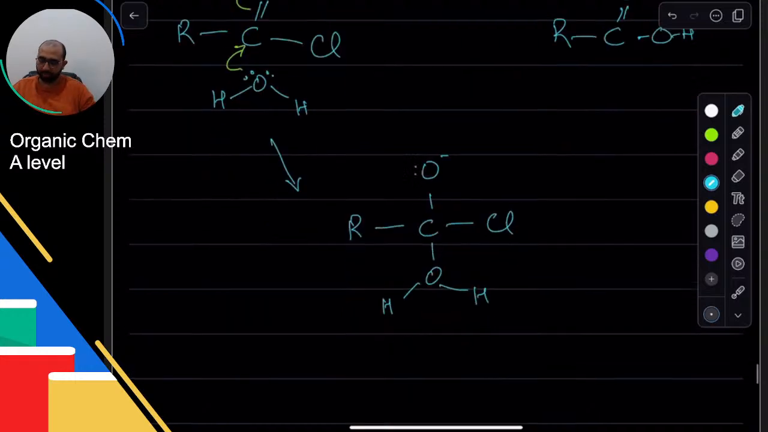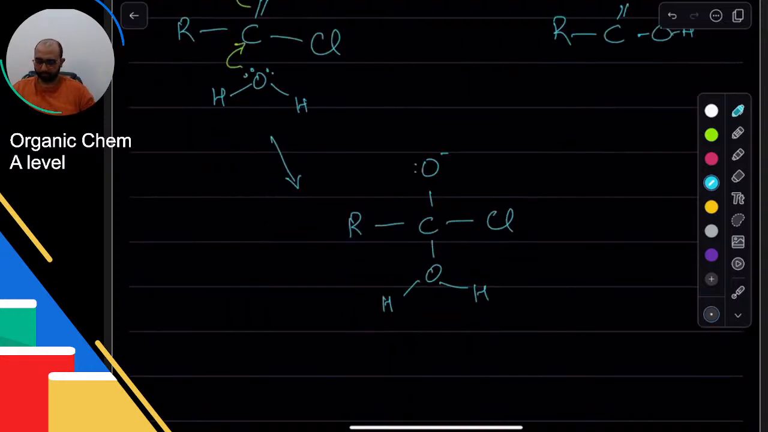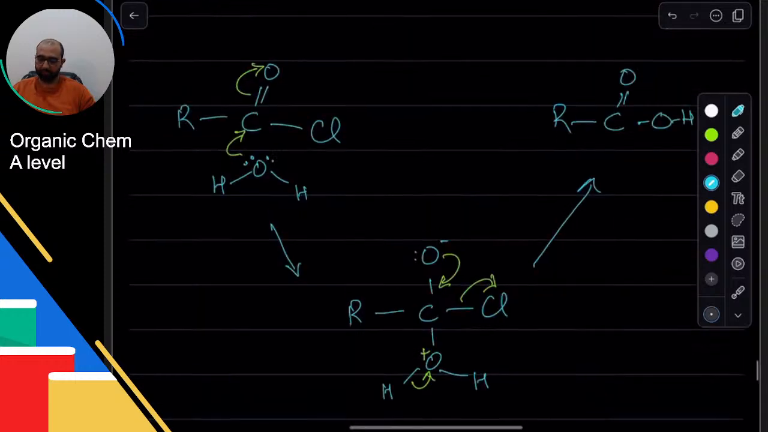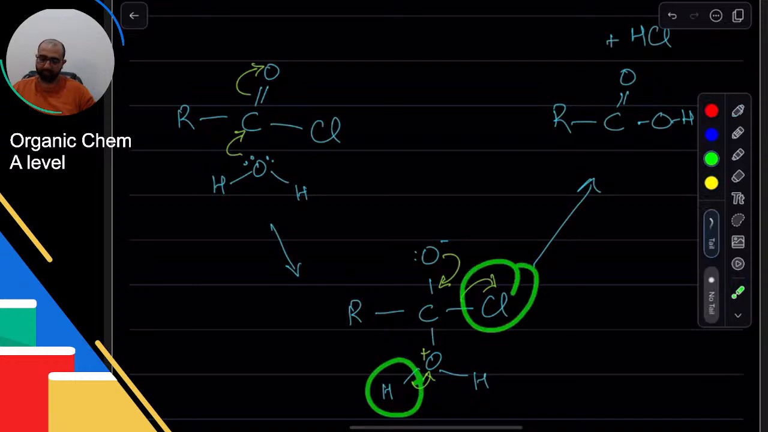So oxygen has made a dative bond here. Now this oxygen will obviously pull the electrons from this hydrogen, because it donated its own electrons there, and that gave it a positive charge. Now it's going to pull on these electrons from there, and there's a negative charge over there, which is going to attack this and push the electrons out, push the chlorine out. So we are going to end up with this plus HCl. This H leaves, this Cl leaves, they both react with each other, and that's how it happens.